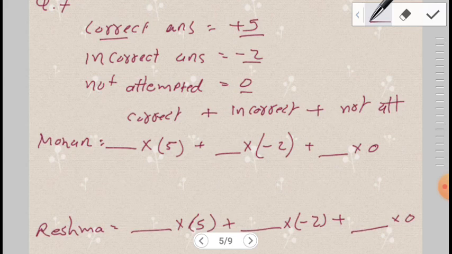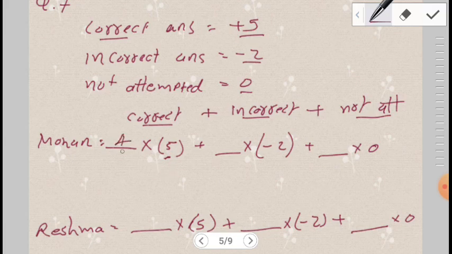So here Mohan got 4 correct answers. Correct answer, that means this is correct. I will make 3 groups: correct answers, incorrect answers, and not attended. So I'll get the final result of the whole test. This is the correct answers. So how many correct answers are there? There are 4 correct answers.